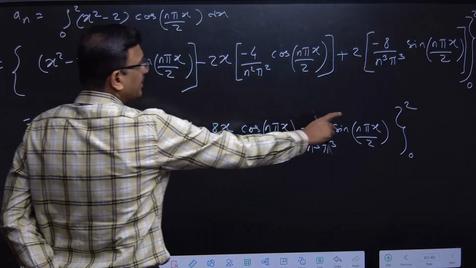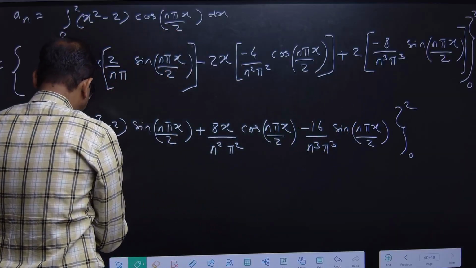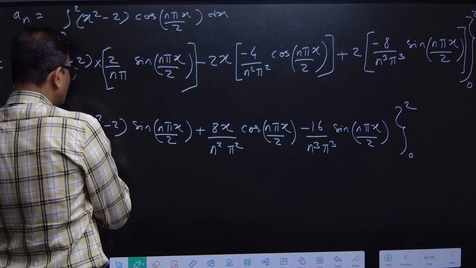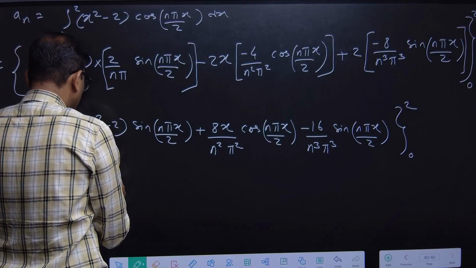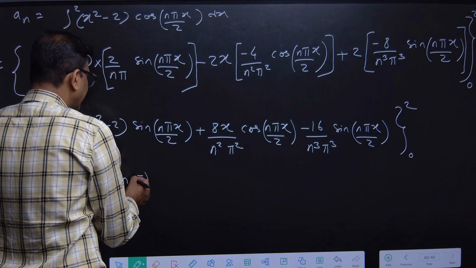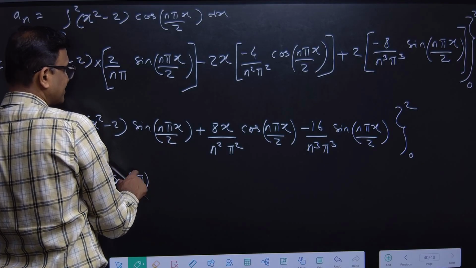We put the upper limit 2 in place of x. See this 2 upon n pi as it is. This will be 2 square, that is 4. 4 minus 2 is 2 into sine of n pi. If I put x is 2, 2 gets cancelled, this becomes sine n pi.